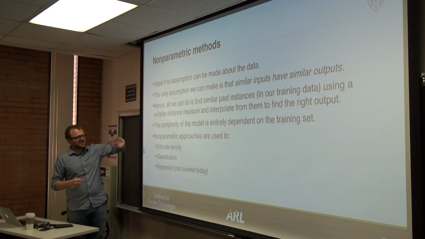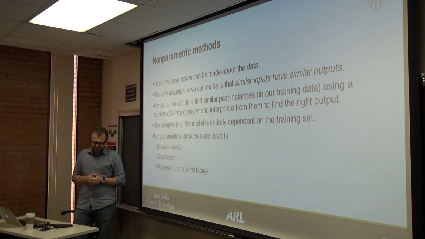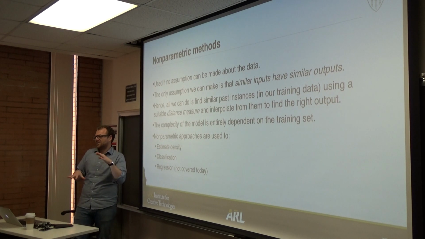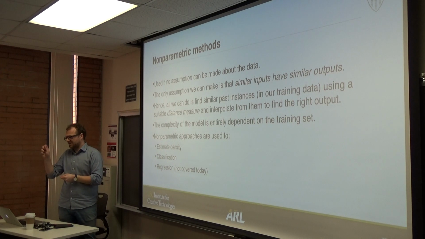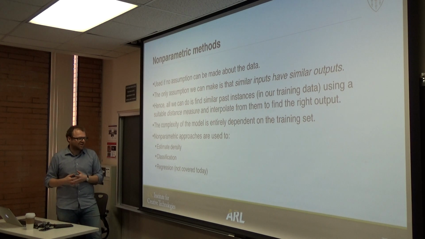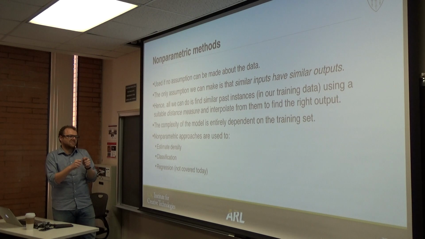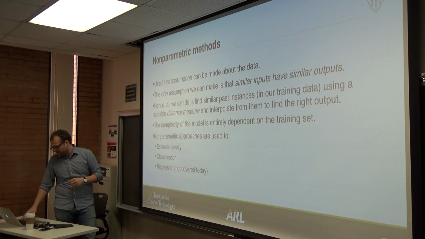Yeah, so the model complexity is entirely dependent on the training set, and then you can use non-parametric approaches to estimate the density functions. So you could, for example, visualize where your data set is dense and in what regions it's sparse, and then you can do classification with k nearest neighbor if you have a label associated with that, and you can do regression as well. I'm not going to cover that today, but you'll see basically immediately how that could look in one of the visualizations, and I'm going to point it out.